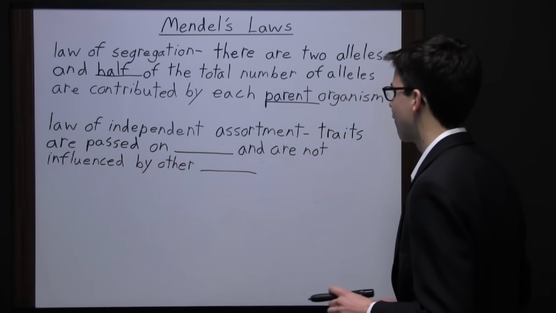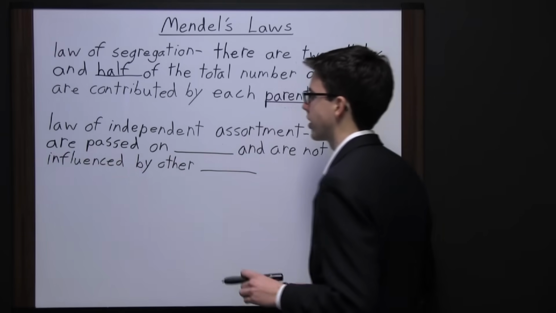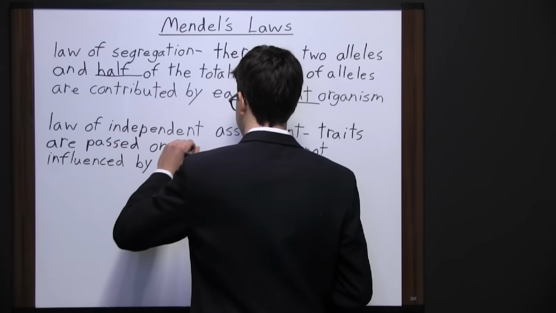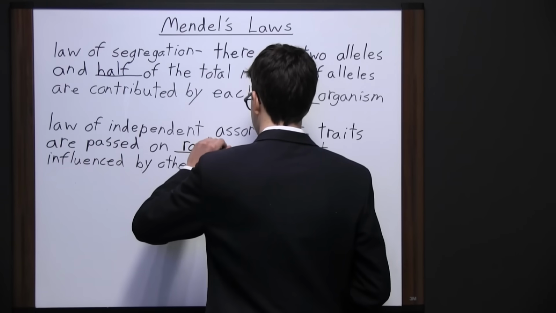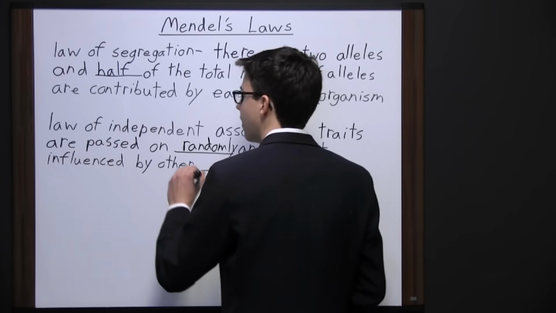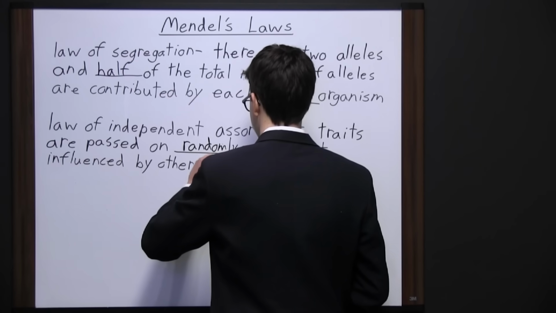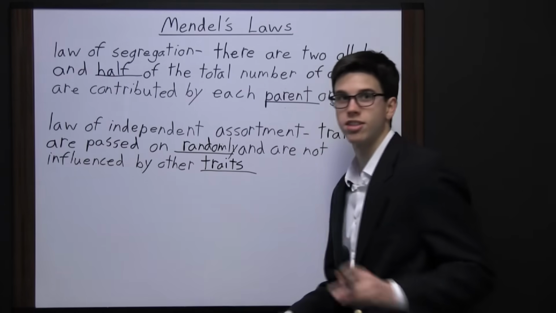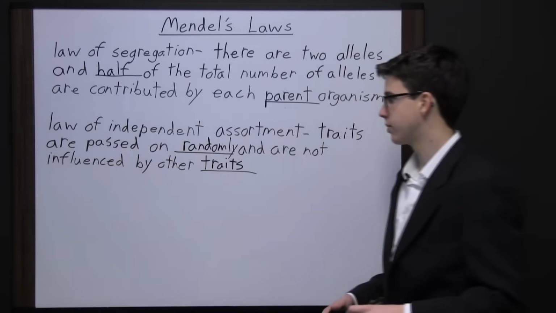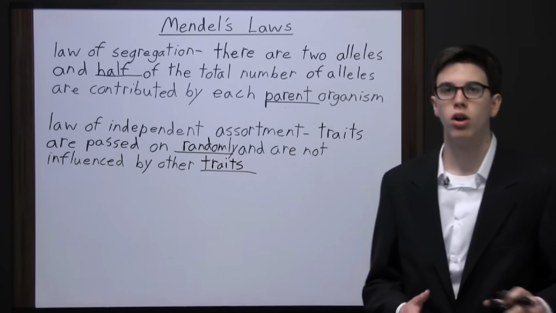And the second law is the law of independent assortment, which says traits are passed on randomly and are not influenced by other traits. Now the exception here is linked traits because these are not passed on randomly.